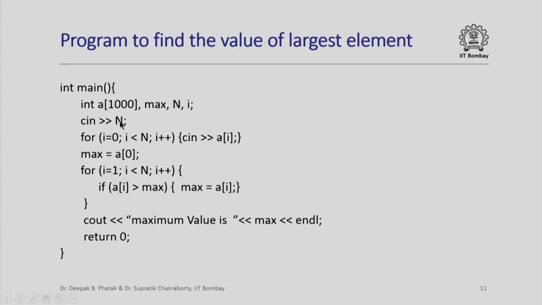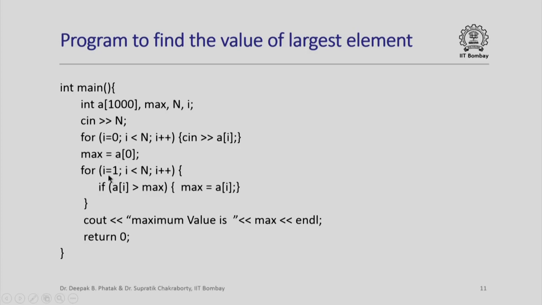We read the value of n, we set up an iteration for I equal to 0 to n minus 1 and read all the elements of A from 0, 1, 2, 3, 4 up to n minus 1. Now, we want to find out the maximum, so we assign the 0th element of the array to the variable max, and now we compare this max successively with all the remaining elements. Whenever we find an element of A which is larger than max, we replace the value of max. This is a well known algorithm.